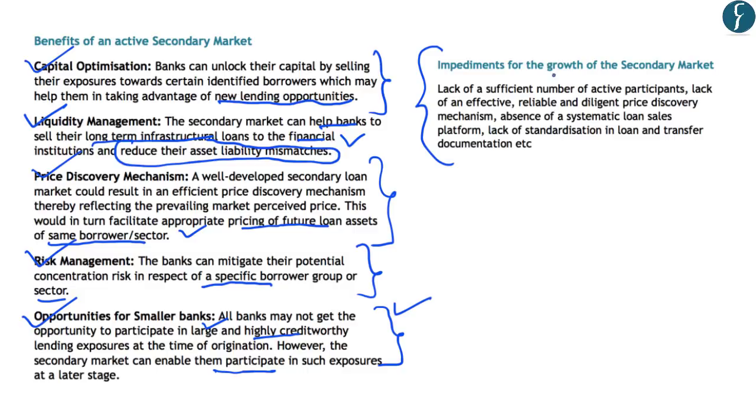Now finally, let us look at what are the impediments for the growth of the secondary market for corporate loans in India. So these include lack of sufficient number of active participants, lack of effective, reliable and diligent price discovery mechanism, absence of systematic loan sales platform, lack of standardization in loan and transfer documentation, etc. In this regard, the task force set up by RBI has provided certain recommendations. So let us look at the key recommendations of this task force.